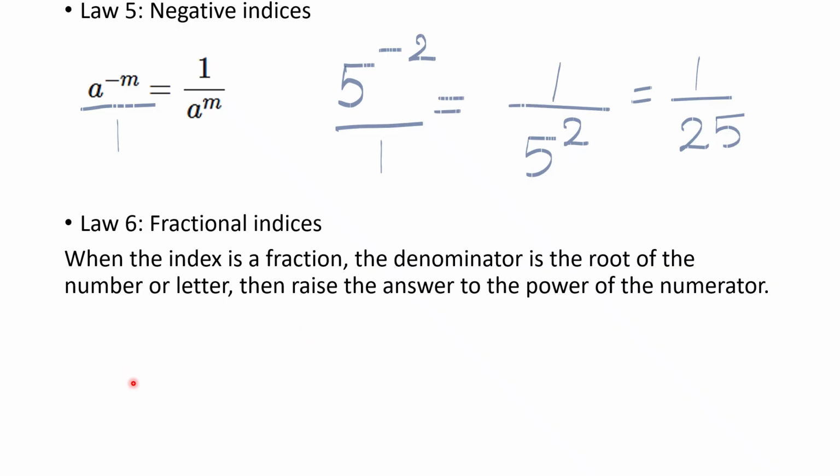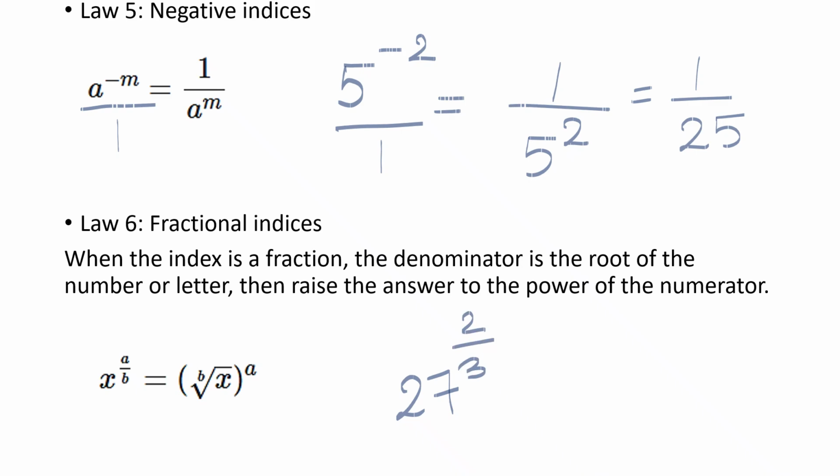So the denominator will become what? It will become a root of that number or a letter, and then we raise the answer to the power of the numerator, and this numerator will become its power. So the denominator will become a root and the numerator will become a power. Let's see it with an example. Now suppose I am having, let's just say, 27 to the power 2 divided by 3.